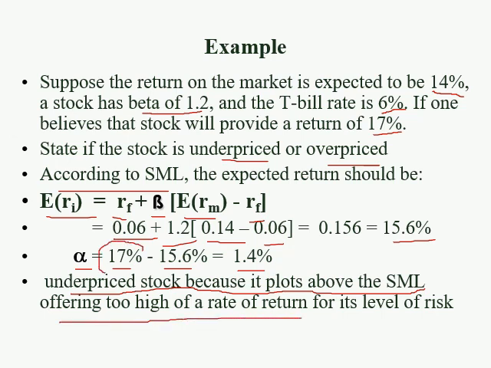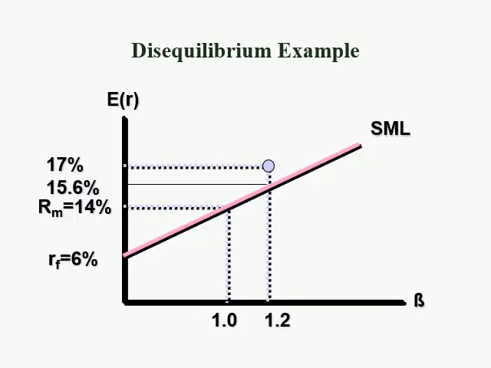Here the actual return is higher than the fair return, or too high a rate of return for its level of risk. For this level of risk, 1.2, the fair return must be 15.6%, but this security gives us, or the actual return of this security is, 17%. So we are here in a disequilibrium example.